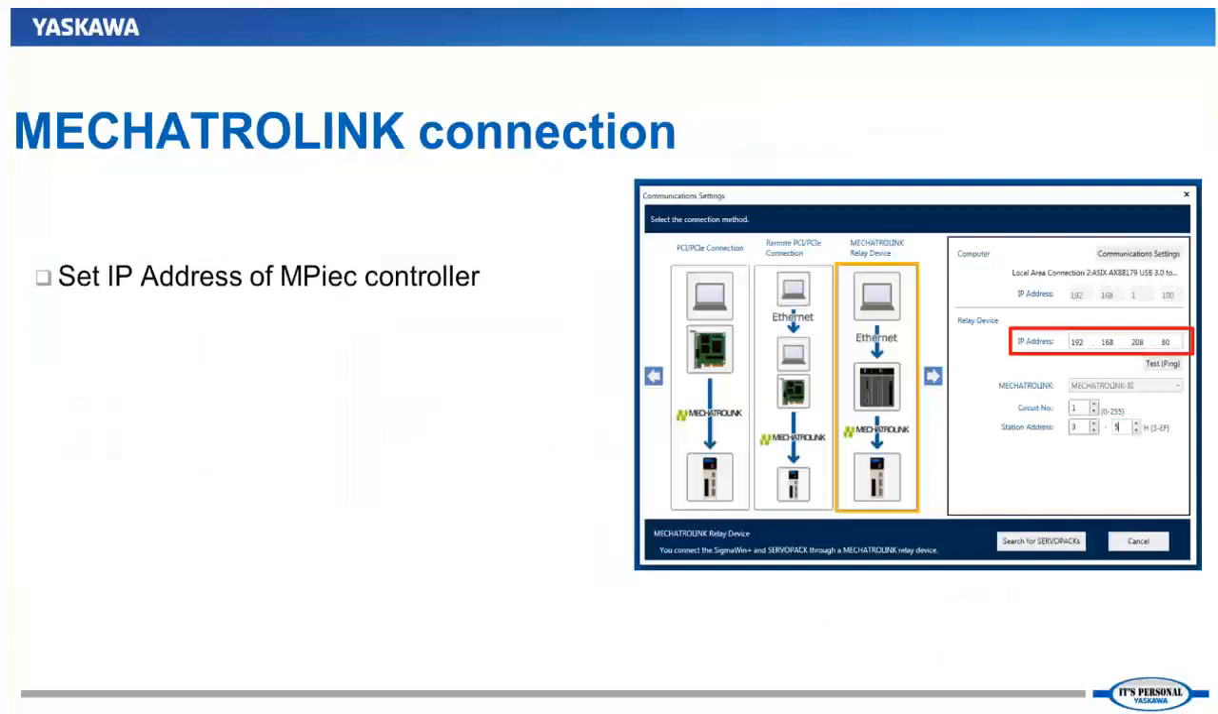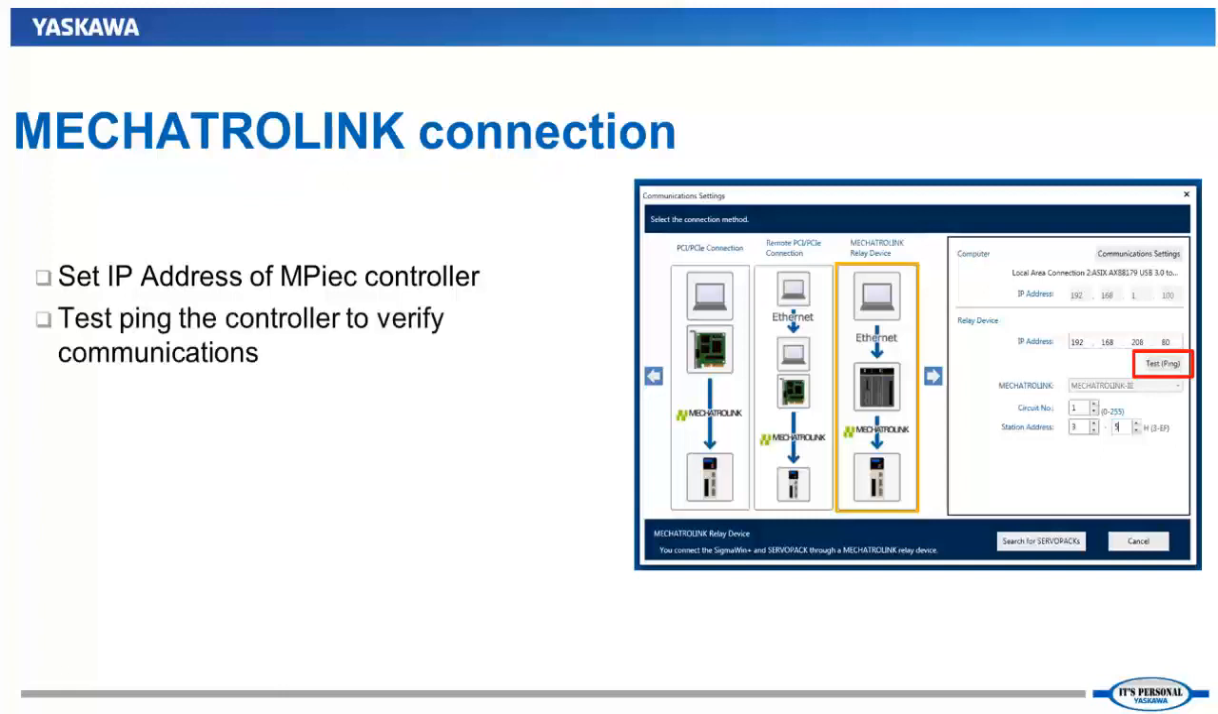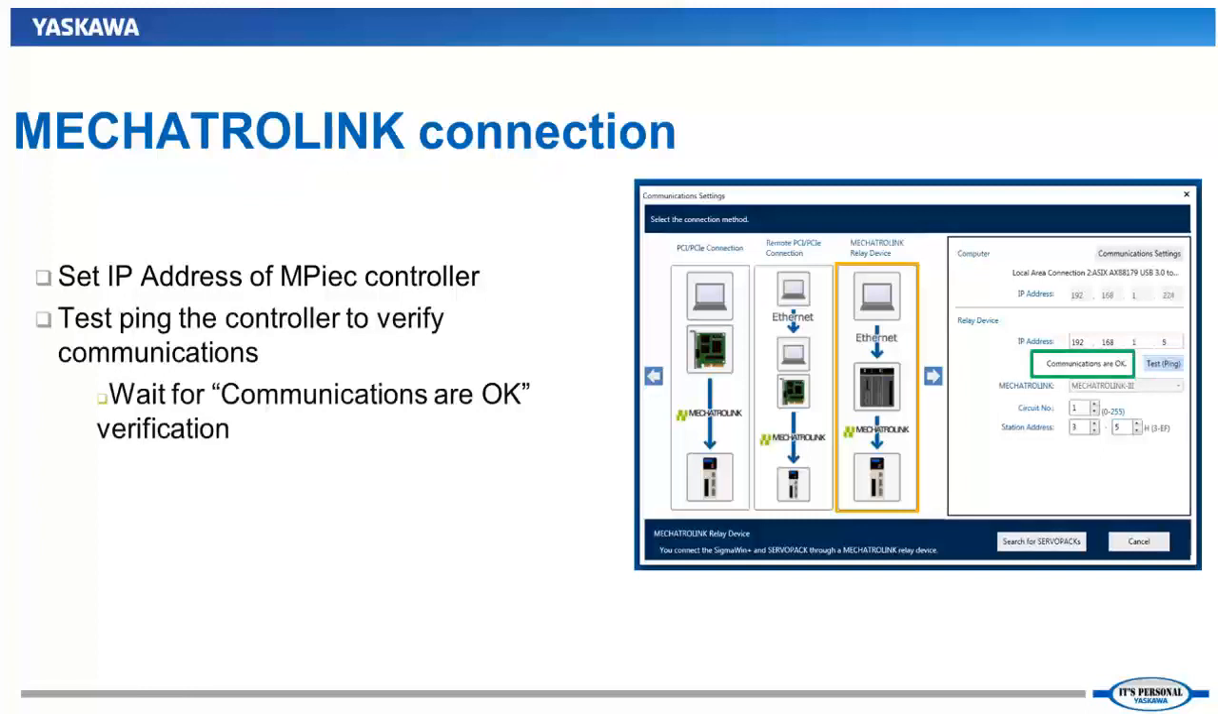And then the second thing you'll do is the relay device, which will be your MP3000 series IEC controller. You'll set that IP address. I always prefer doing a ping test just to make sure you are communicating. You'll get a communications OK message reported back if that ping test is successful.